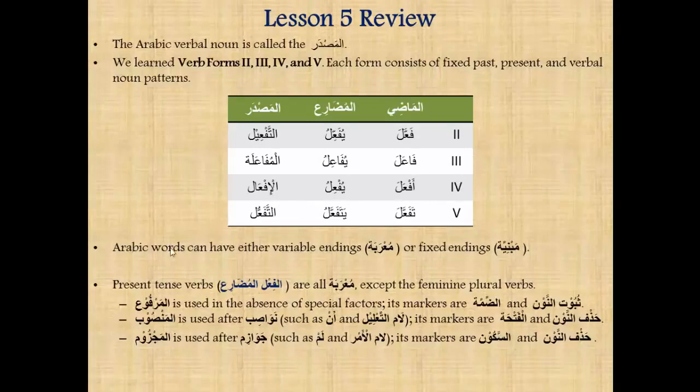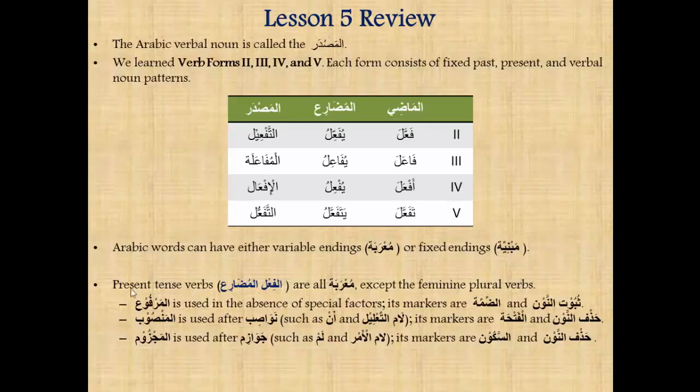We learned that Arabic words can have either variable endings, mu'raba, or fixed endings, mabniya. Examples of mu'raba words include most asma, nouns in Arabic, or the present tense verbs, al-af'al al-mudari'a. Examples of words that are mabniya include past tense verbs, as well as pronouns, and the feminine plural. Present tense verbs, al-af'al al-mudari'a, are all mu'raba. They all take variable endings depending on the presence of special factors, except for the feminine plural verbs, for hunna and antunna. Those are mabniya.